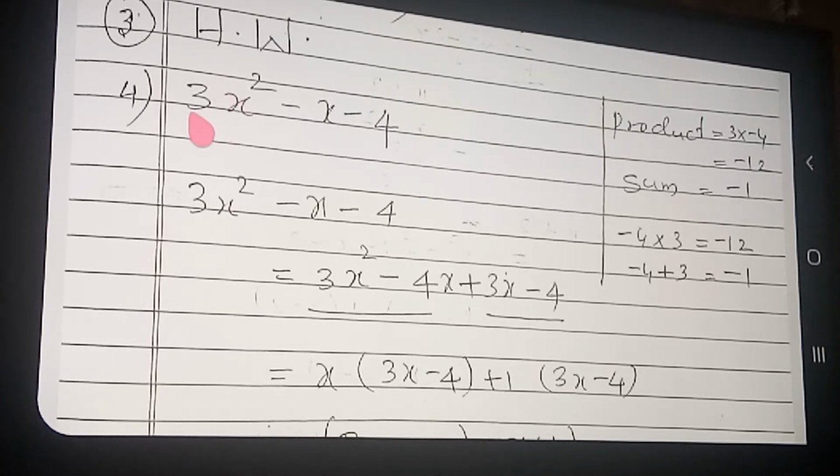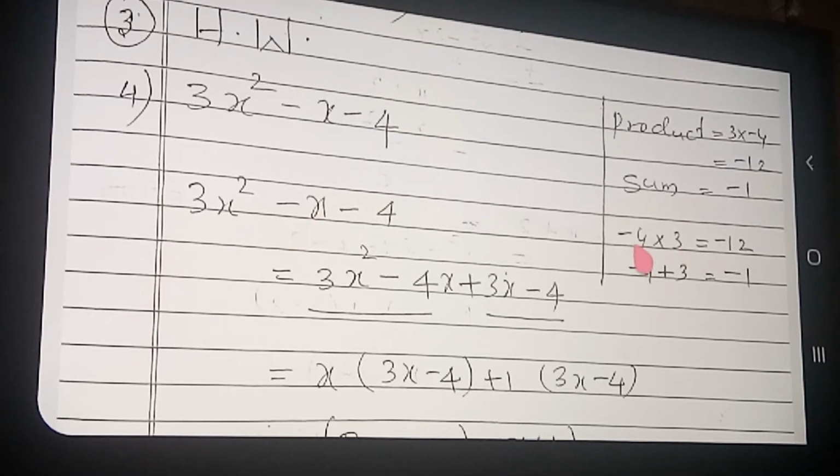See here, 3x square, last time here minus is coming. 3 into minus 4, you want to get minus 12. Product you want to get minus 12, and sum you want to get how much? Minus 1. Which are the numbers? Minus 4 and 3. Minus 4 into 3, how much coming? Minus 12, product coming here. And minus 4 plus 3, how much coming? Minus 1. Clear?